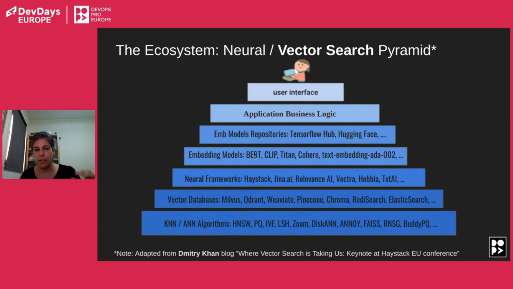The vector databases, a lot of them are open source. The neural frameworks, this is adapted from Dmitry, so I made some changes. Neural frameworks on top leverage vector databases and the KNN algorithms, like Haystack, GenAI, Relevance AI, some of them with low code and no code options. Embedding models, which I think are the most important because they are the magic. Without them, none of it would be possible. Then embedding model repositories that host the embedding models. So this is one pyramid.